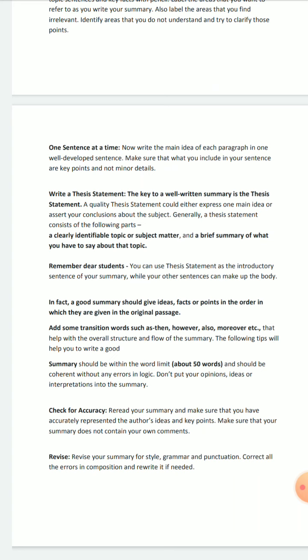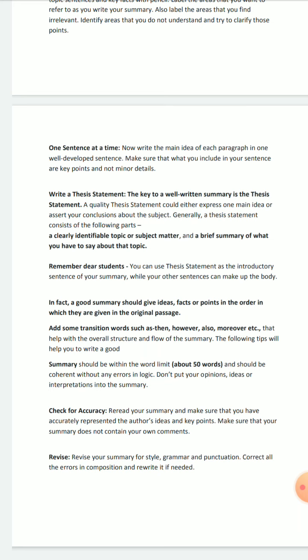And remember, dear students, one important thing: you can use the thesis statement as the introductory sentence of your summary, while your other sentences can make up the body. So you can use the thesis statement at the very beginning, at the introductory part of your summary, and then you can arrange the other sentences that make up the body.